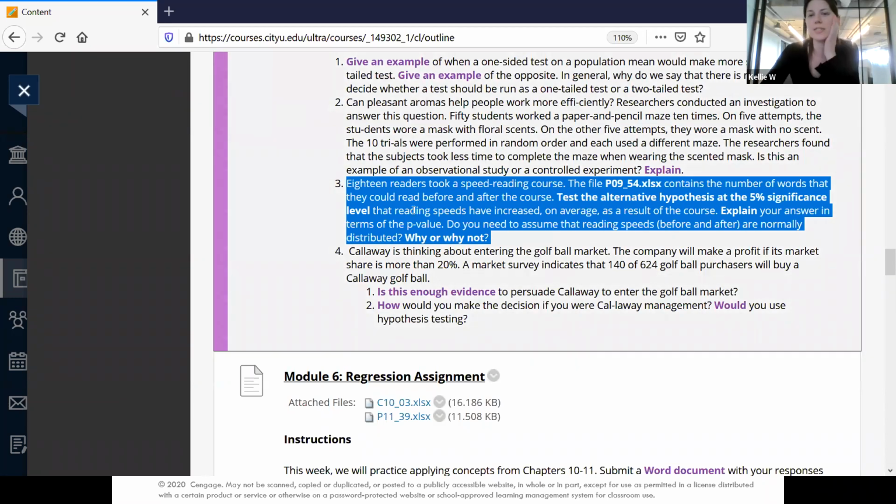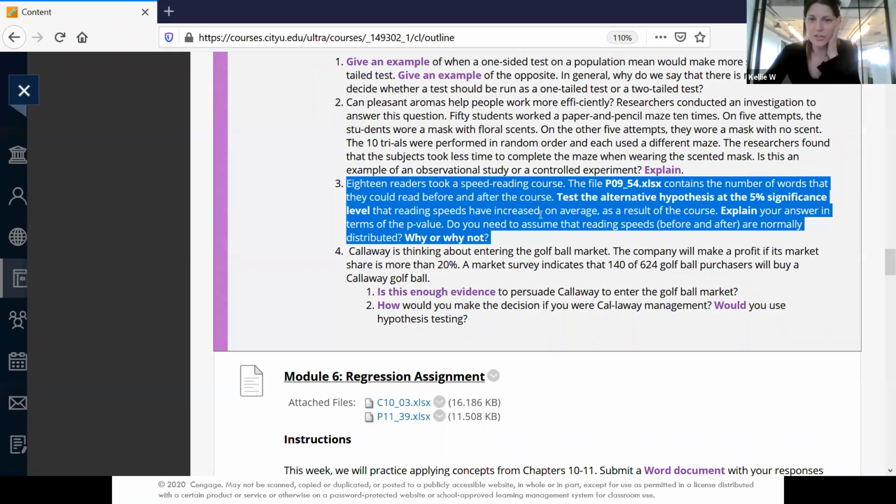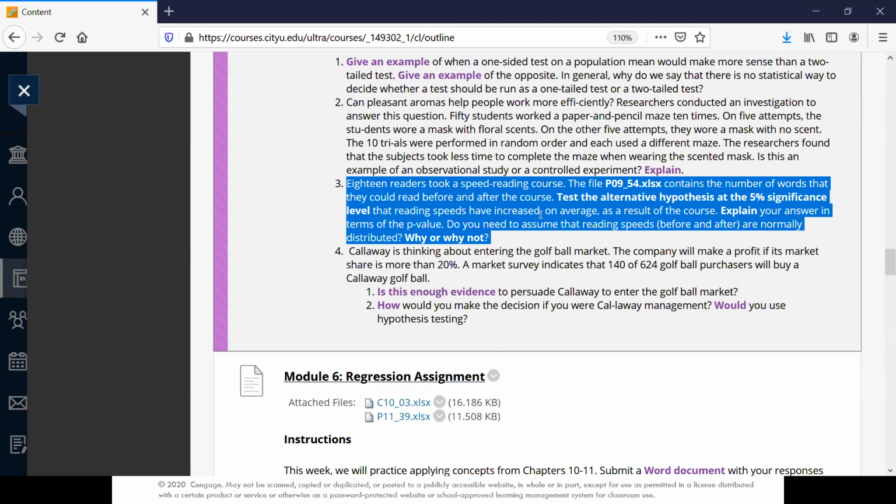Hey, Tyler, do you know if it's 1-tailed or 2-tailed? Based on what it's asking, see if the speeds have increased on average as a result. Wouldn't that be a 1-tailed because you're only looking for one thing? Yes, they're only concerned with the new scores being greater than the old scores. Perfect, awesome. Okay, and then for 4, there's a company thinking about entering the golf ball market, and they will only make a profit if their market share is more than 20%. If we're talking about their market share, what type of test are we talking about?